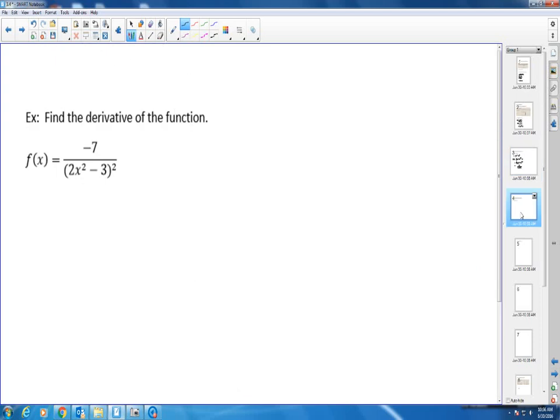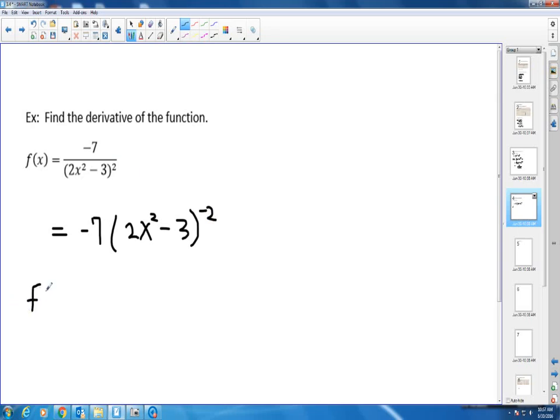This one here, even though the function is written as a rational function, most of the time we think about this problem as using the quotient rule, but the numerator is only a constant. So that constant can be factored out. So I'm going to rewrite this problem as negative 7 times 2x squared minus 3 to the negative 2 power. I basically flip what I have in the denominator back to the top.